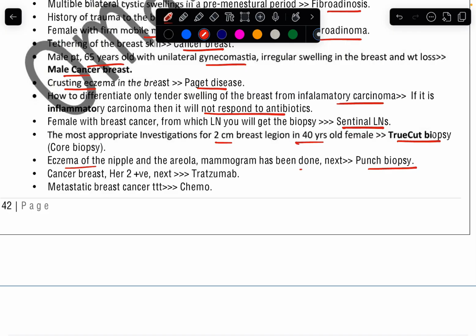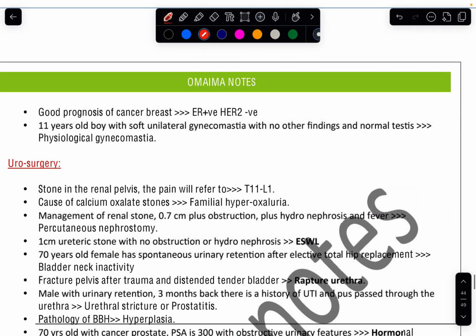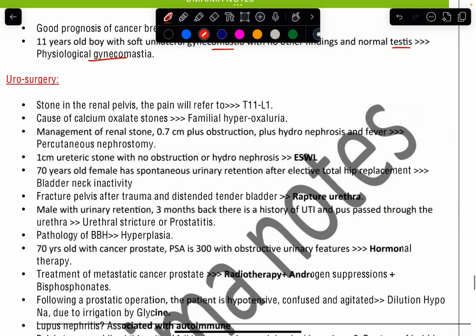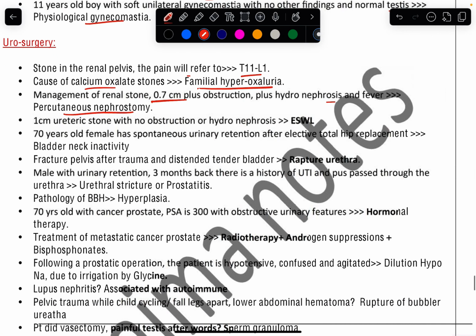Next is punch biopsy, cancer of the breast, HER2 positive, trastuzumab, metastatic breast cancer, chemotherapy, good prognosis, HER2 positive, HR negative. 7-year-old boy, soft renal colic, a normal test is fine, urosurgery, stone in the renal pelvis is pain, we refer to T1 to L1. Calcium oxalate is the most common. Primary management of renal stone: 0.7 centimeter is hydronephrosis, PCNL, infection is there, PCN, percutaneous nephrostomy. 1 centimeter ureteric stone, no obstruction, hydronephrosis, ESWL.